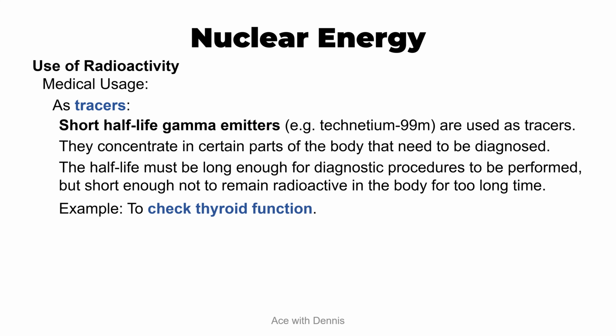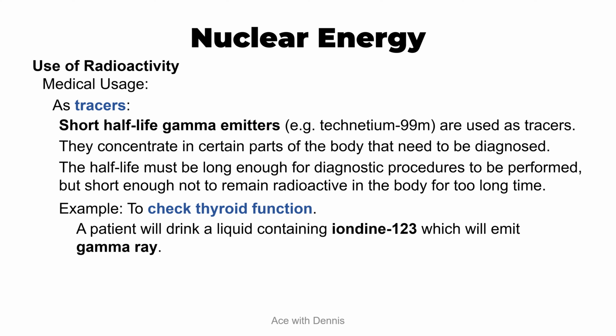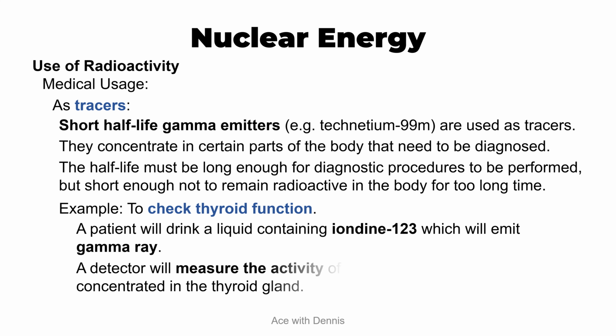Example, to check thyroid function. A patient will drink a liquid containing iodine 123, which will emit gamma ray. A detector will measure the activity of the tracer to find how it becomes concentrated in the thyroid gland.